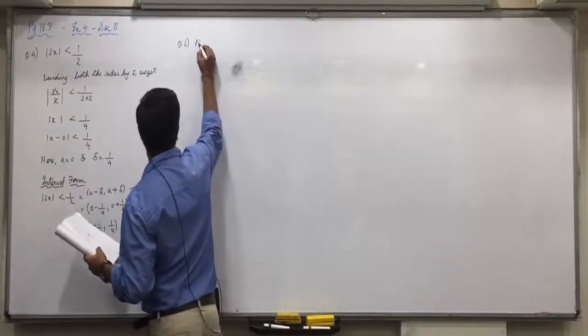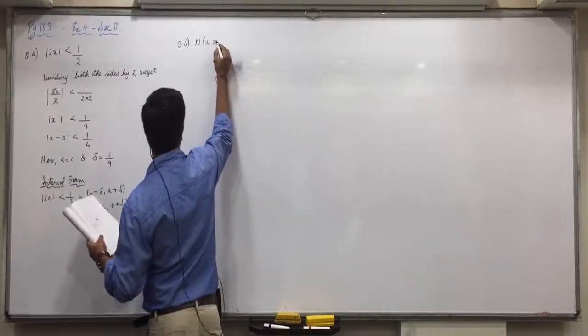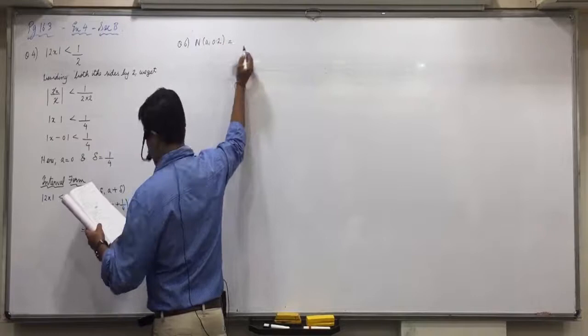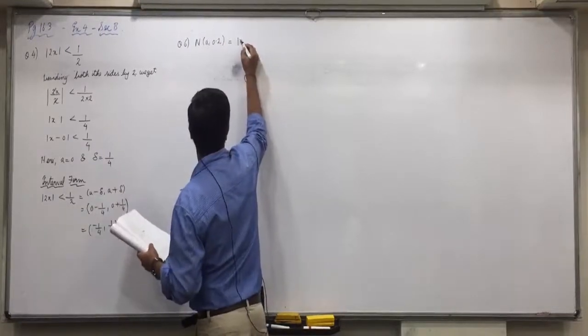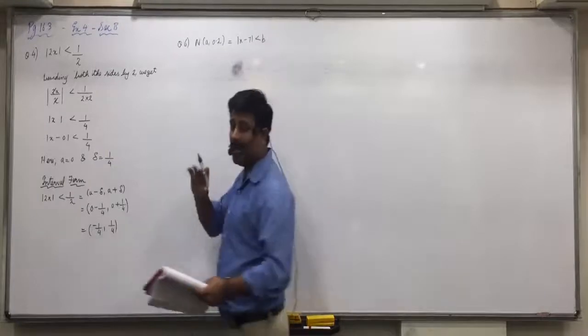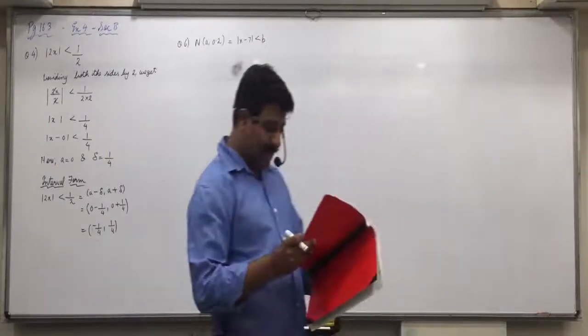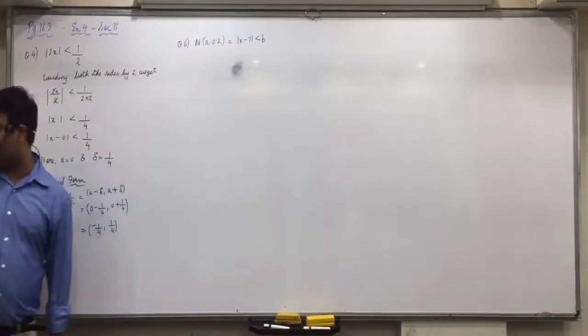If n a 0.2, this is a very silly question, modulus x minus 7 less than b. When you interpret it, you automatically get the answer. For example, what is asked? Find the value of a.